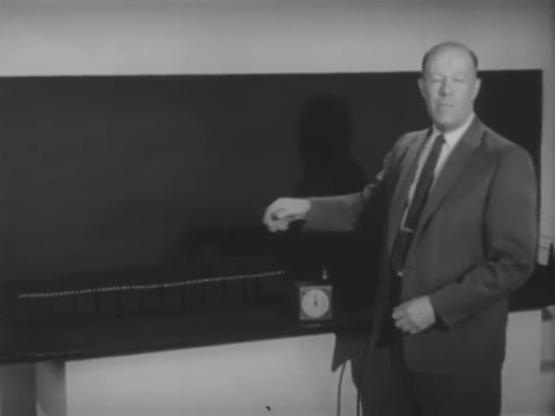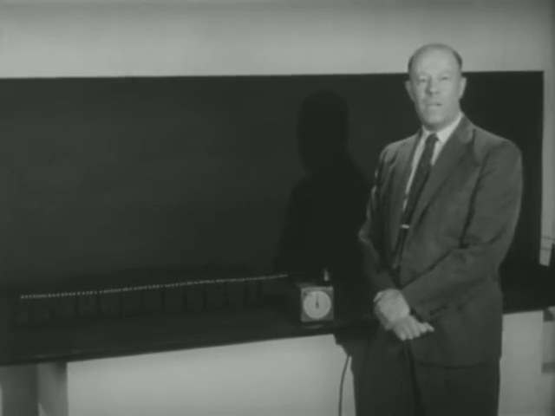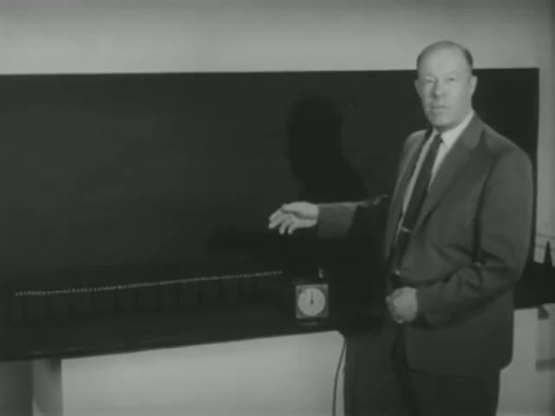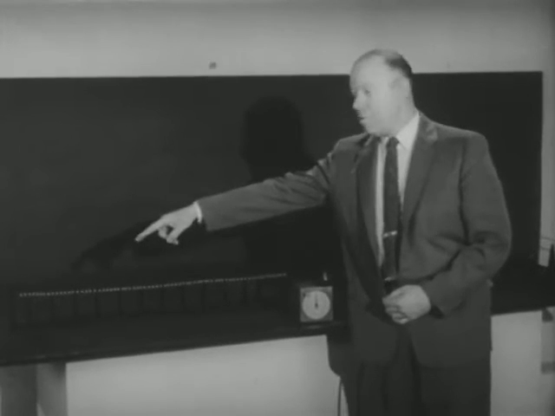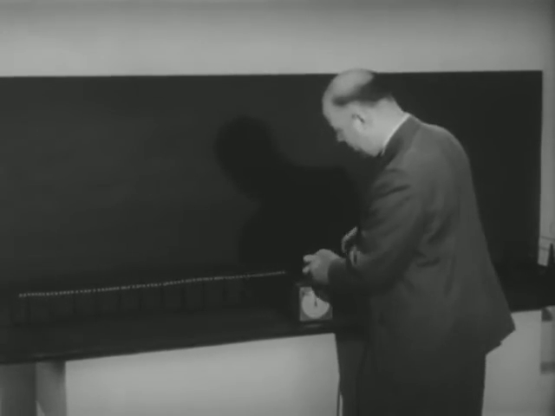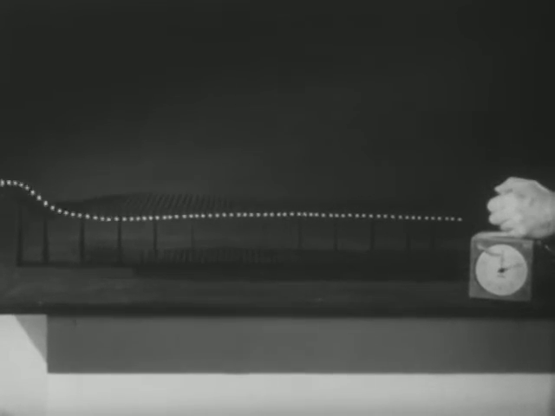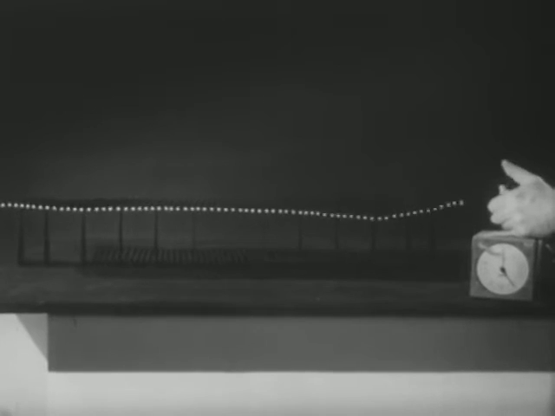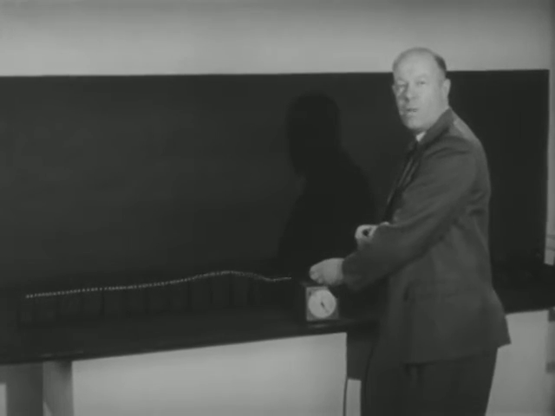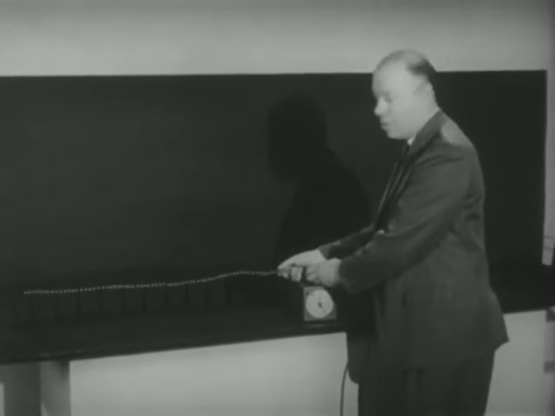On this apparatus, a wave travels slow enough so that I can get a reliable determination of its speed simply by measuring with this stop clock how long it takes the wave to make a round trip down and back. Let's try it. Here goes. Start. Stop. That took 4.0 seconds. Let me do it again just to get confirmation.